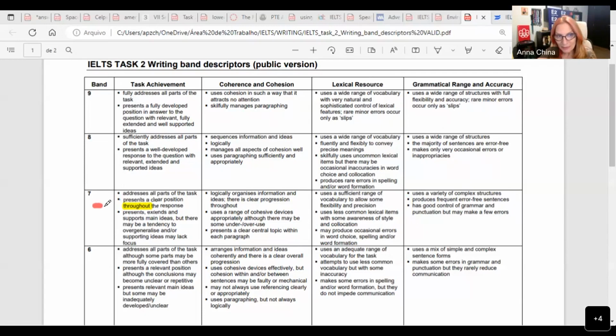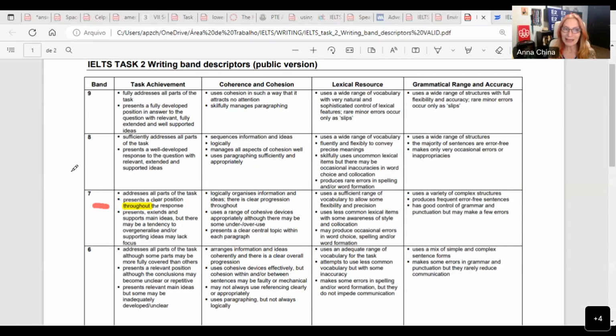When it says here, presents a clear position throughout the response, there is a belief that we should not use personal pronouns in essays. However, for IELTS, since this band descriptor exists, you should use first person singular to show your strong position. Sometimes it's an opinion, sometimes it's a position, and I'll discuss the difference with you further. And when it says throughout, it means introduction, body paragraphs, and conclusion, because it's throughout the response. So that's something to consider.